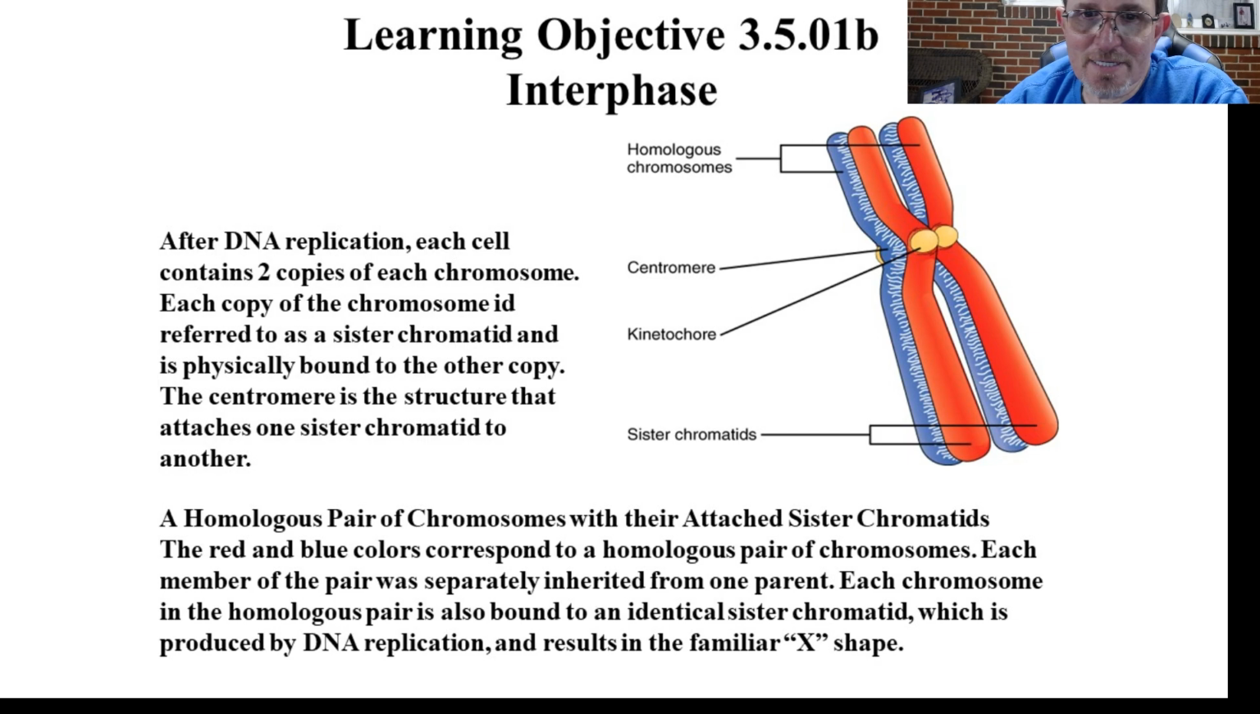This is an exact copy of it. Now, this red one may be my chromosome number 5 from my mother. The blue one is chromosome number 5 from my dad. There's 4 copies of the chromosomes. Normally, I have 2 chromosomes.